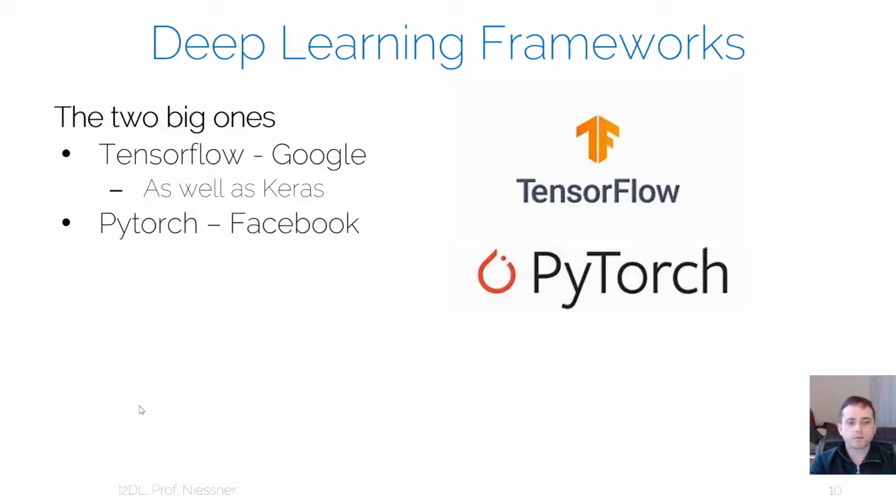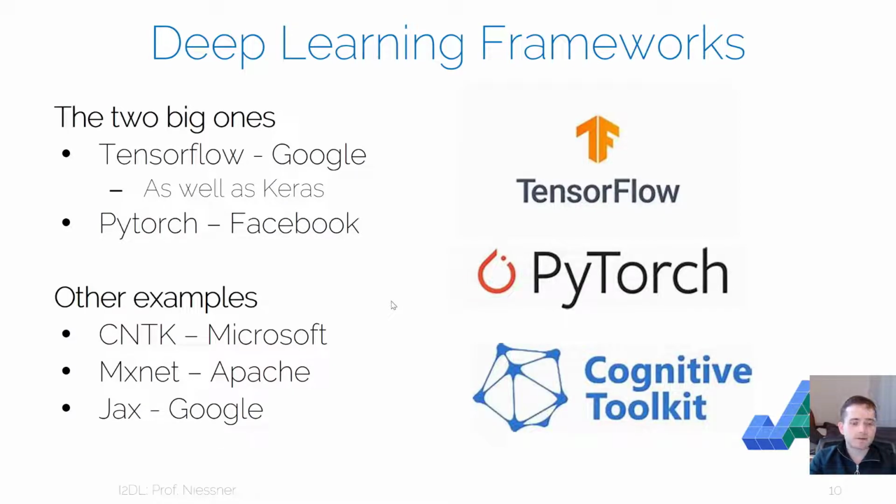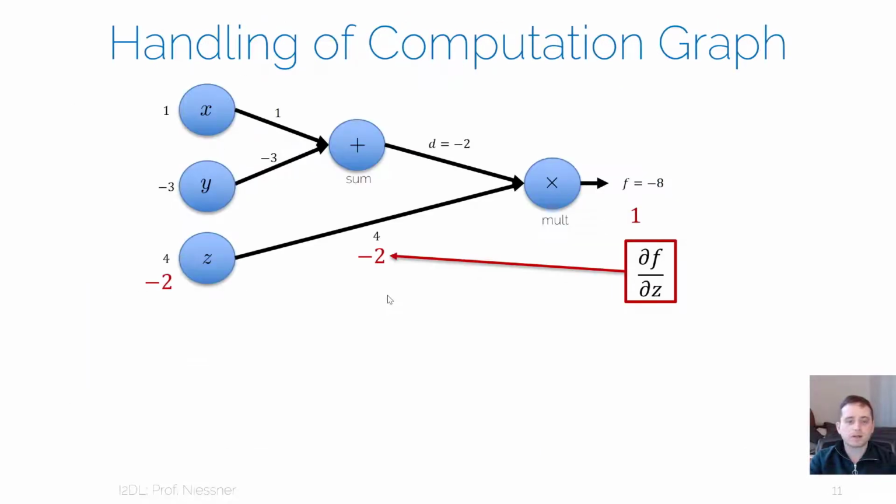So the two famous ones are, of course, TensorFlow by Google and PyTorch from Facebook. But there are many other frameworks as well for deep learning. And they mostly differ in how they handle the compute graph. As you've seen in exercise 5, we can break down all the operations we do into little layers, and for each layer you have a forward and backward function.